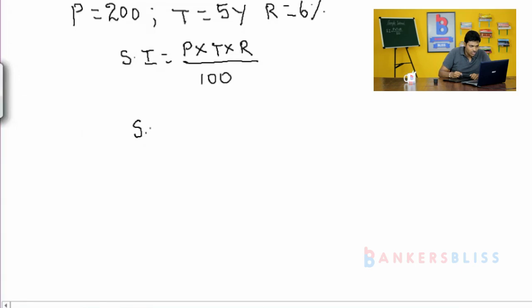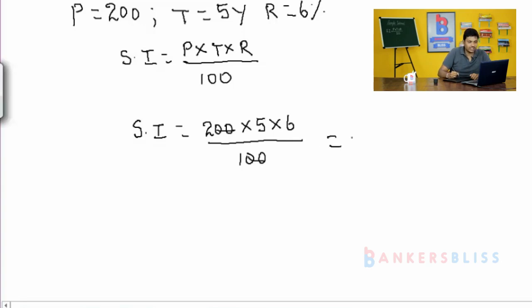So, according to the notations, you substitute the values. SI is equal to P, that is 200, time period, that is 5 years, and the rate of percent is 6 whole divided by 100. So, you cancel the 2 zeros in the denominator as well as in the numerator. So, 6 into 5 is 30, into 2 is 60. So, this is the normal procedure that everybody follows.